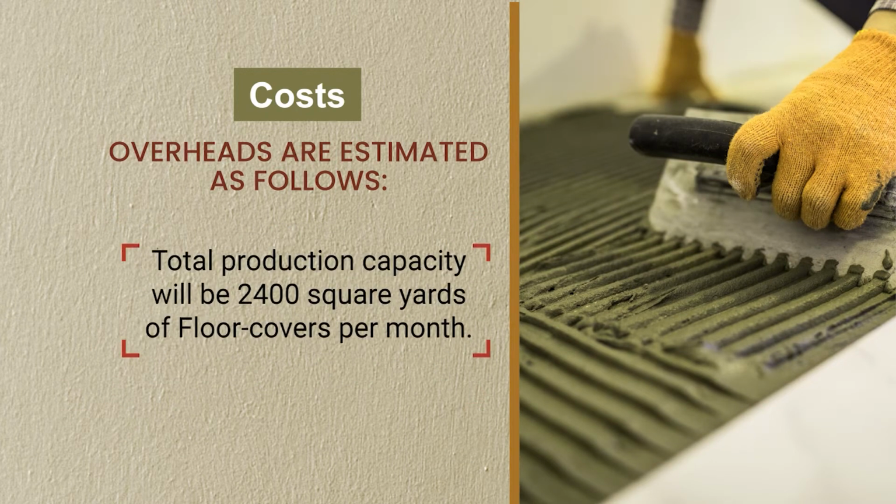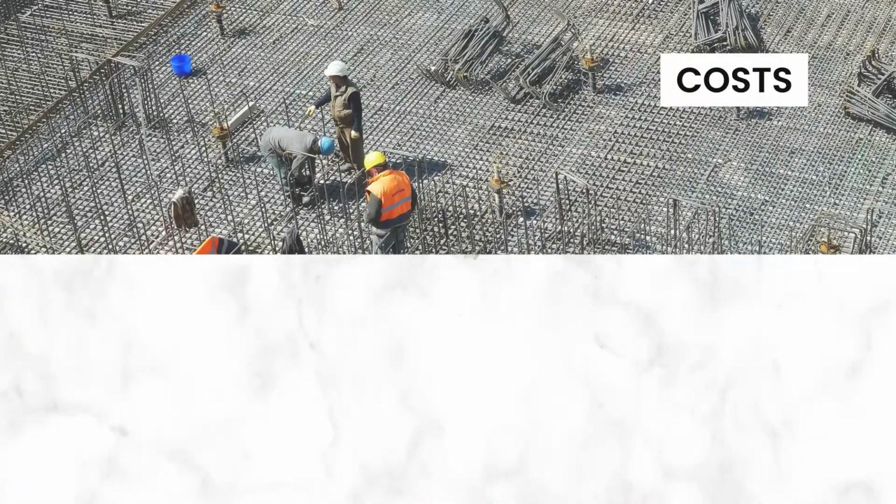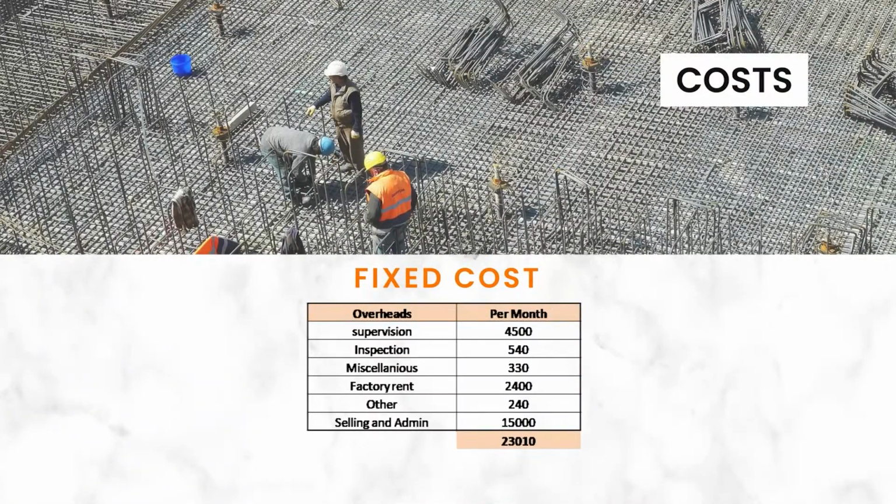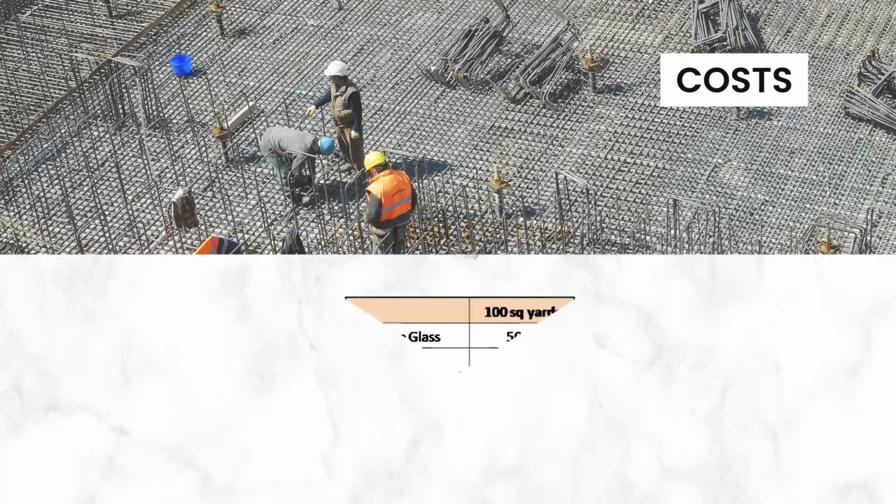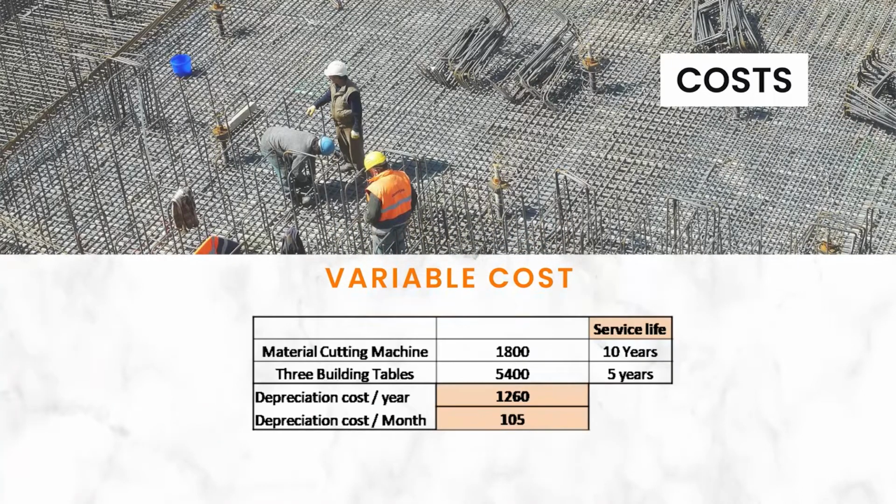So friends, the total production capacity that the plant has is 2,400 square yards. Now using these figures, we are trying to compute the fixed cost that we have. The fixed cost in our case is the supervision cost, the inspection cost, the miscellaneous cost, the factory rent, the other costs, the selling and admin. These are all fixed costs. The highest fixed cost component is selling and administration. And this comes to 23,010. In fact, depreciation cost is also part of the fixed cost.